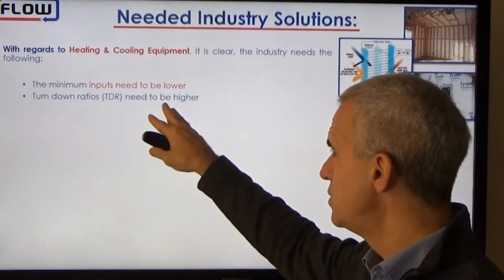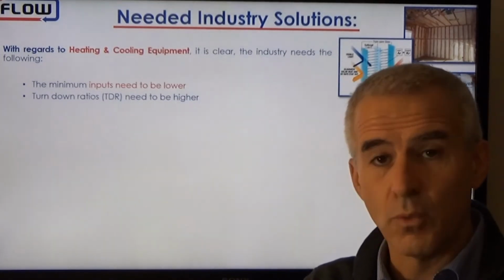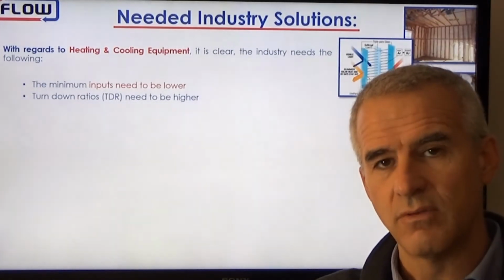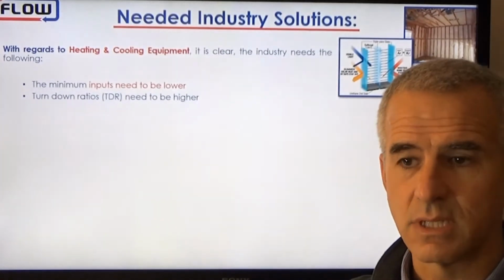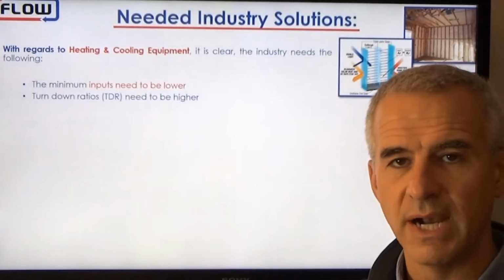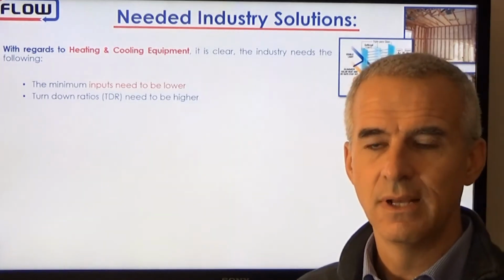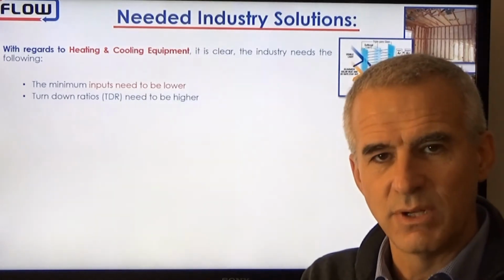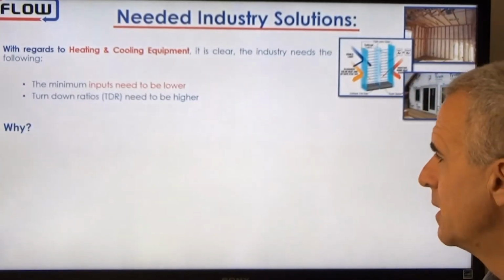And then our turn down ratios, or the ratio of maximum to minimum, or the range of the staging, or the modulation, or the range of the variable speed, needs to be closer to zero on the heating side, because as we know in September and October, we just need a little bit of heat. We don't need anywhere near maximum. And the same on the cooling side. I might need a little bit of cooling in the afternoon with the hot sun, but I don't need cooling the rest of the day. So I need to be able to deliver just a little bit of cooling would be ideal. So both on the heating and the cooling equipment, it's the same issue, just inverted.